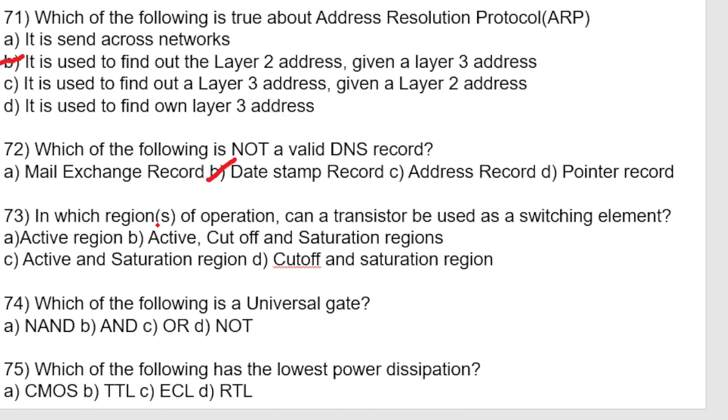In which region of operation can a transistor be used as a switching element? Basically the question is asking about transistors. Active region, active cutoff and saturation, and it is switching element. Okay, active and saturation, cutoff and saturation. As we know, active and saturation is a switch.